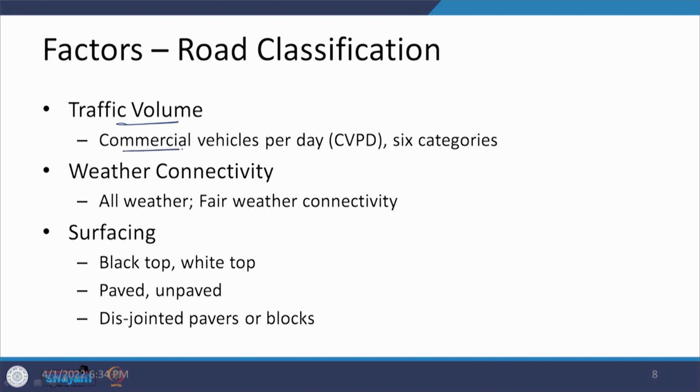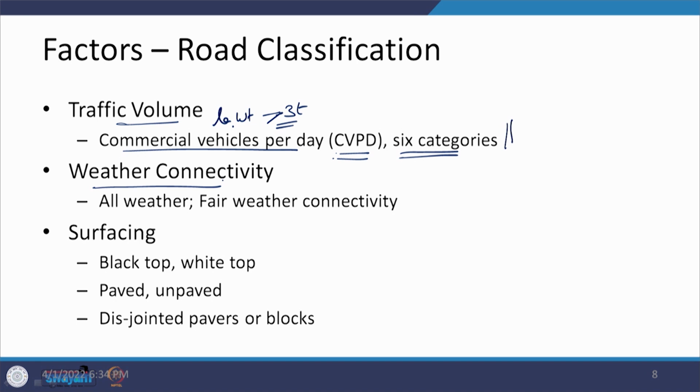Traffic volume in terms of commercial vehicles per day. When we say commercial vehicles per day, we are talking about all those commercial vehicles which have a laden weight of more than 3 tons. In short, they are defined as CVPD. There can be 6 categories in this area: 0 to 15, 15 to 45, 45 to 150, 150 to 450, 450 to 1500 and more than 1500 CVPD. That is how these categories are there, and they have been used in the design, and more specifically in the case of rural roads, these are being utilized.